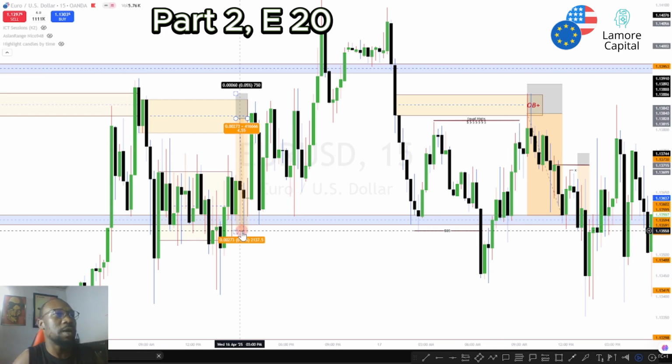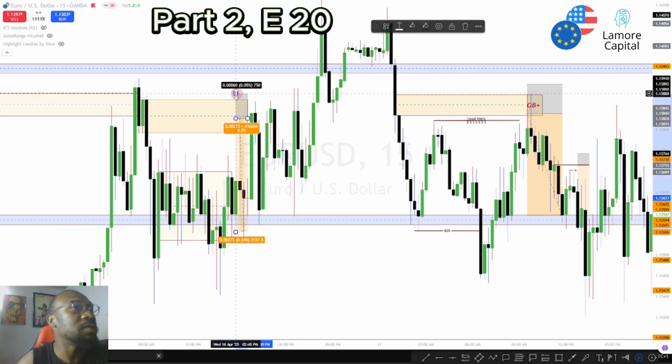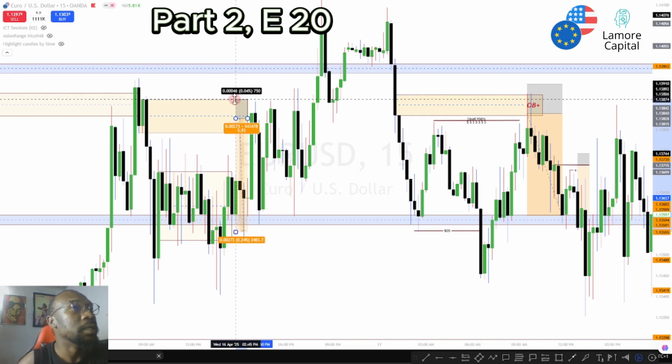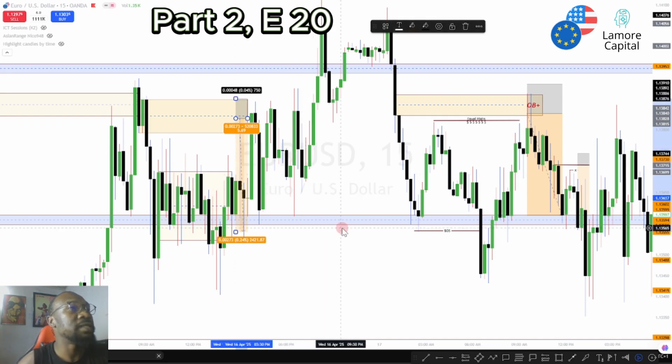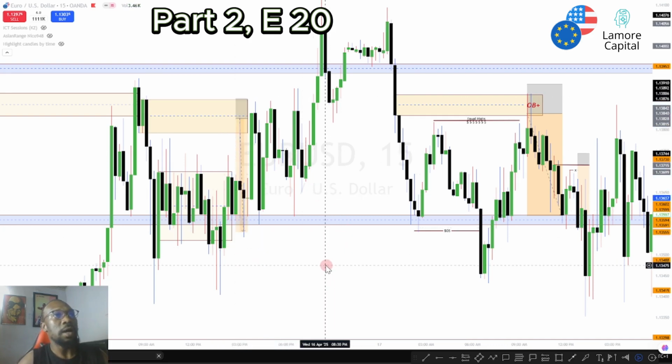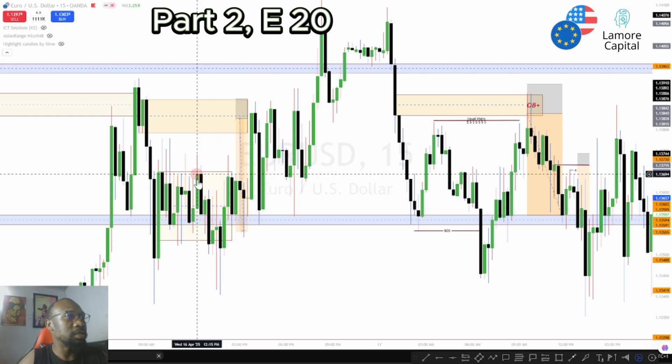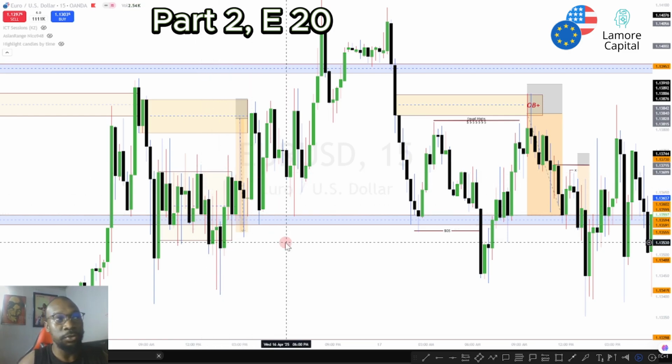Let's just say 5:1 RR because of this my stop loss. So let's say it's 5:1 RR. So that's how I actually caught this trade. So let me not skip the rules.